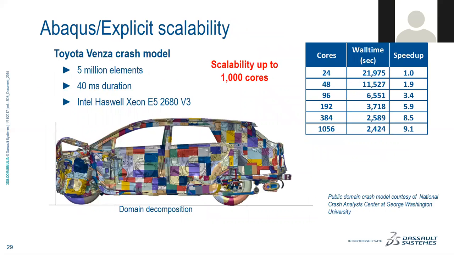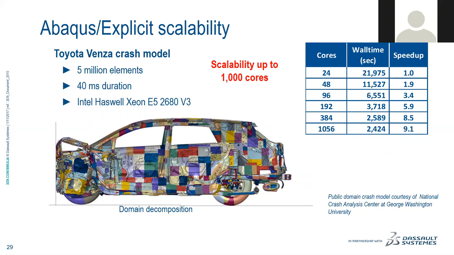Now for Abaqus Explicit, it's a different approach. Basically you're trying to sweep over a lot of elements. In explicit, what is happening is called domain decomposition. You break the problem into small pieces. Ideally you want each piece to have the same computational load, but it's not always easy to achieve this.